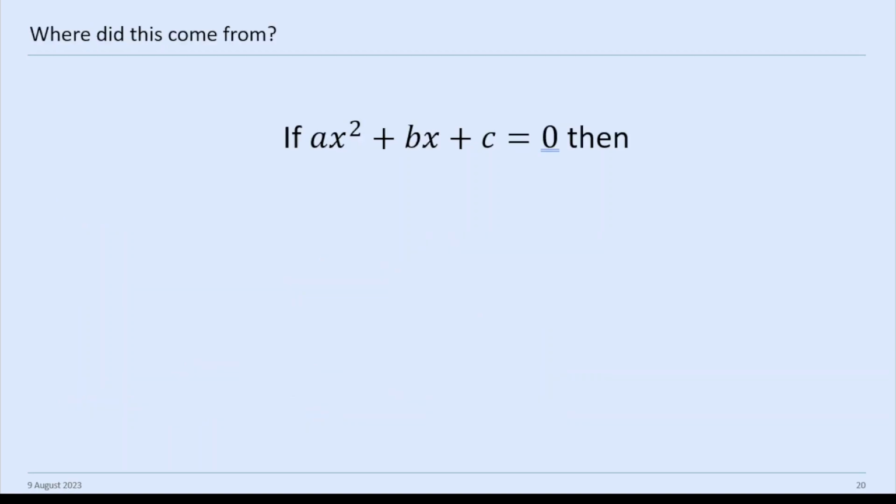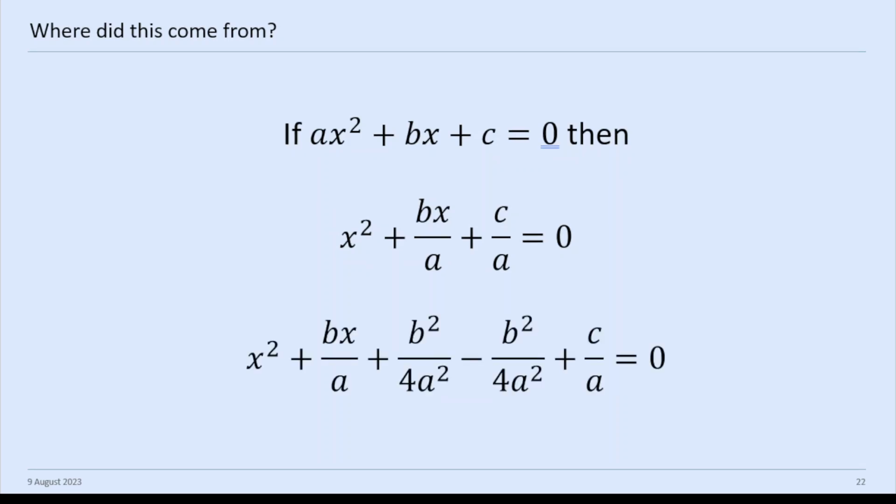So just to show the proof of the quadratic formula, ax squared plus bx plus c equals 0, basically we're just going to look at this formula and use completion of the square, which is what we did last time, but we're going to do it with a, b and c as coefficients rather than numbers. So firstly we divide by a: x squared plus bx over a plus c over a equals 0.